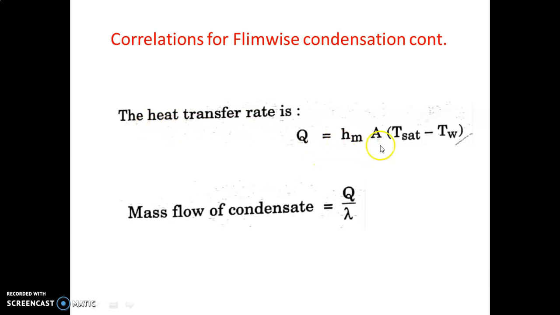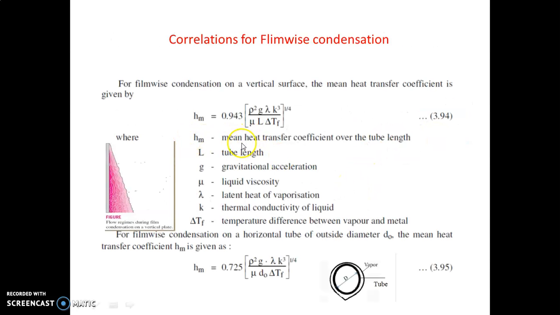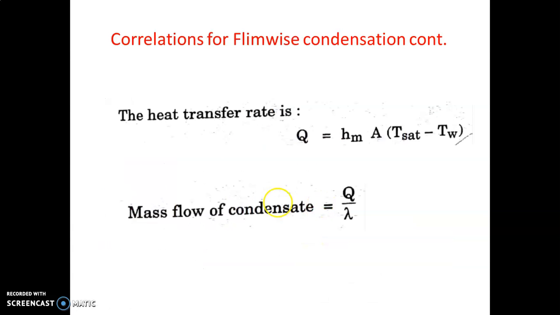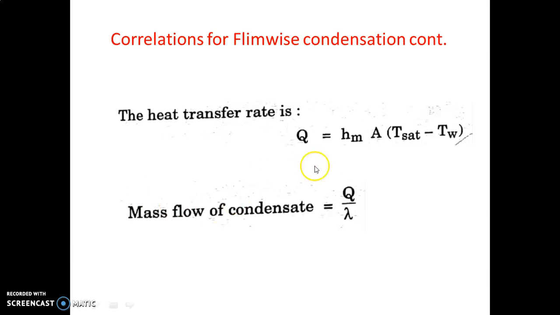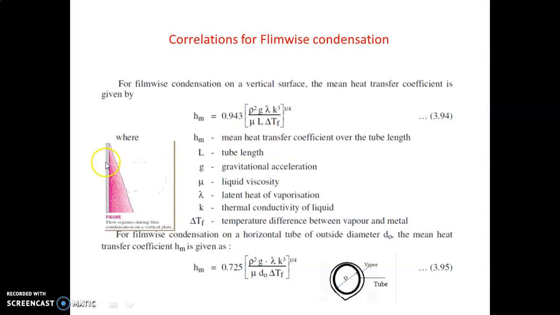Q is equal to HM A into bracket T saturated minus TW. So these are the temperatures. HM is nothing but the mean heat transfer coefficient, maybe vertical or maybe horizontal, depending upon the problem given. You have to put this value, then calculate the area. T saturation means the saturation temperature of this vapor. So this vapor is having some saturation temperature, that we have to write here. And TW is nothing but the wall temperature, so surface temperature.